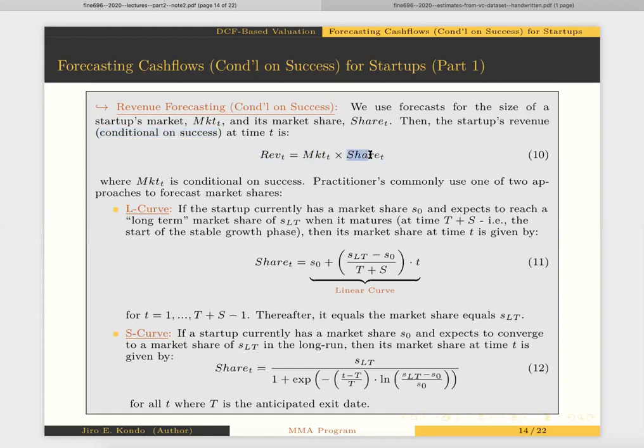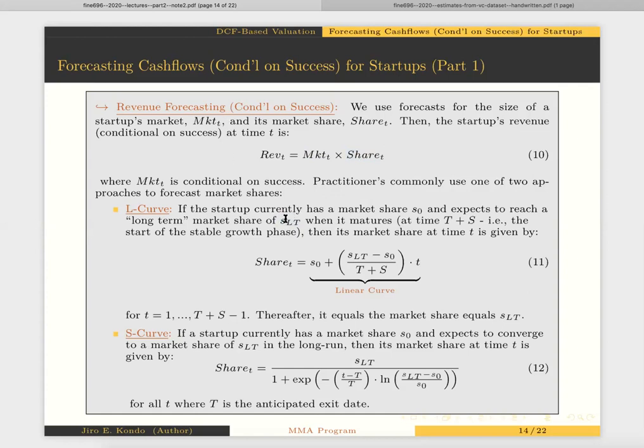Now, the reason why we focus on conditional on success is because it gives us some basis for thinking about how our market share might evolve over time from real world data. So in particular, there's two common models that are used for forecasting market share dynamics conditional on success. Both of these approaches have as a key parameter in the model something called SLT, which is an estimate of long-term market share for our startup if things go well.